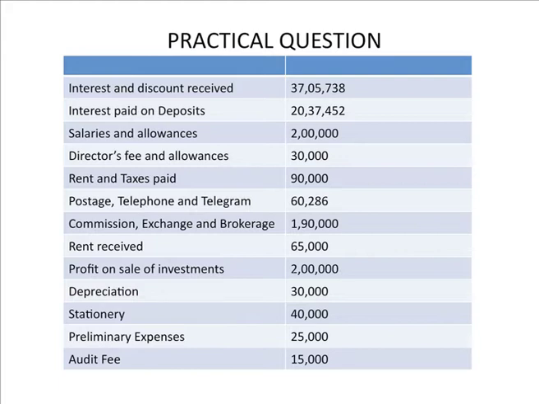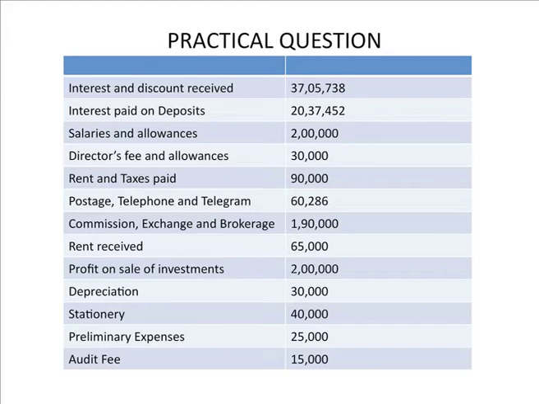Postage, telephone and telegram 60,286, it is again an operating expense, hence it will also fall under schedule 16. Commission, exchange and brokerage 1,90,000, this line item is an income. So it will fall under schedule 14 of income. Then profit on sale of investment, it is again other income of 2 lakh. Rent received, so it is also an income, rent received is 65,000, schedule number 14.